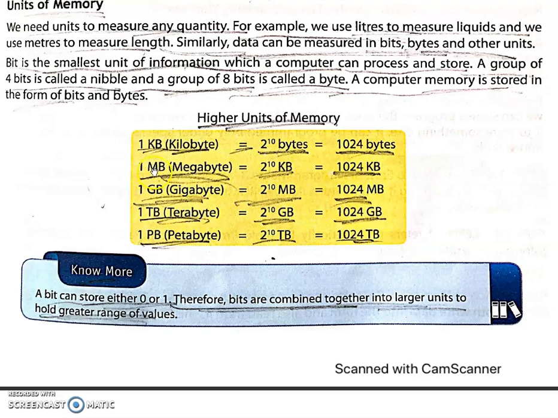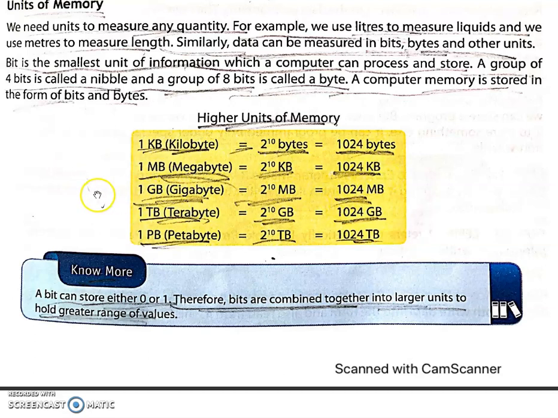So 1 kilobyte. First we learned about bit, then we learned about nibble, then we learned about byte. Now higher than byte, we get 1 kilobyte. What is 1 kilobyte? It is 1024 bytes. So 1024 bytes will make a kilobyte. Then megabyte. 1 megabyte is 1024 kilobytes.